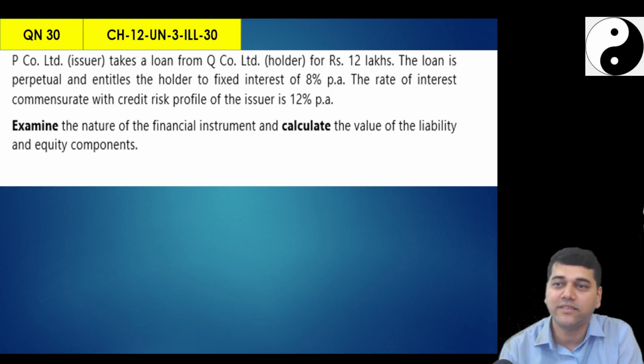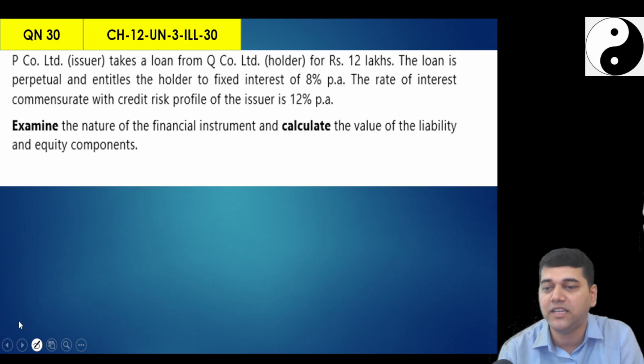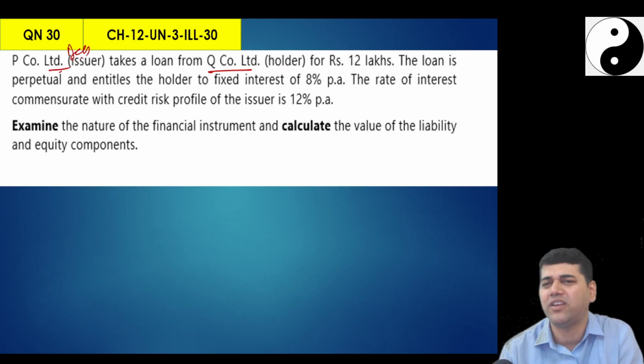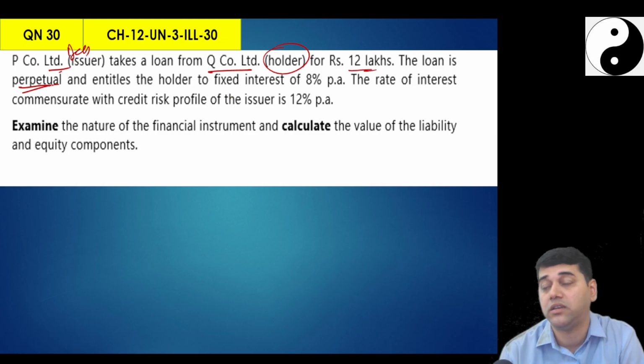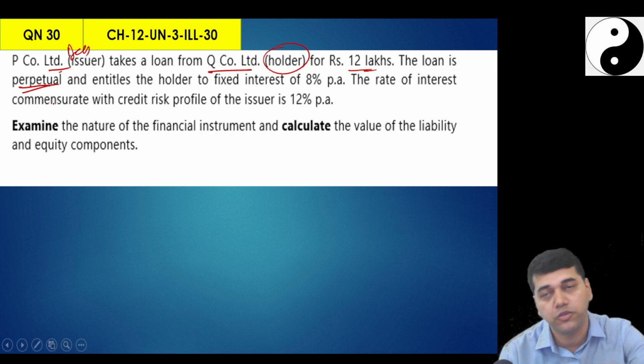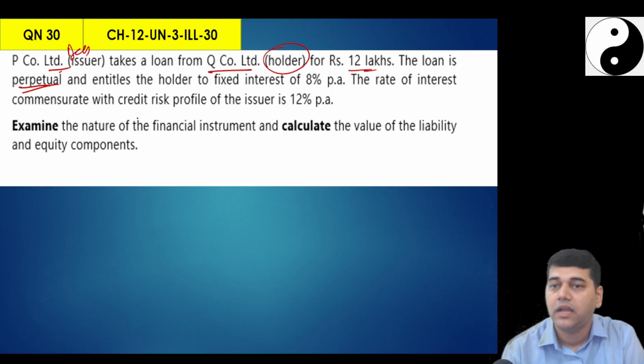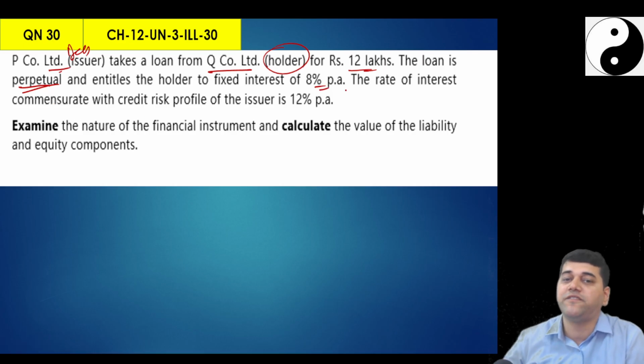Now, in this case, P company takes a loan from Q. That means you have issued, say, a debenture. You can call it a loan. Simply they said holder, issuer. No problem. You have issued a loan instrument for 12 lakh. The loan is perpetual. What do you mean by this? Principal will never come back to you, meaning you need not pay that. And it entitles the holder to 8% fixed.